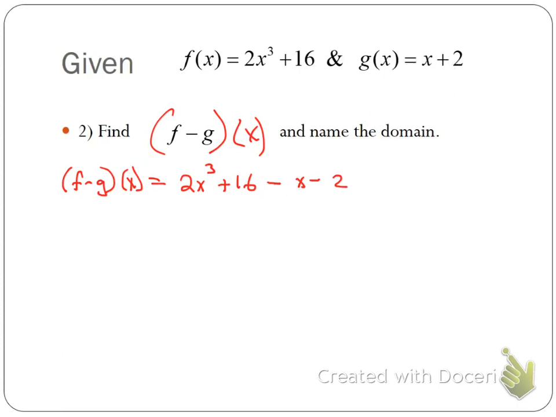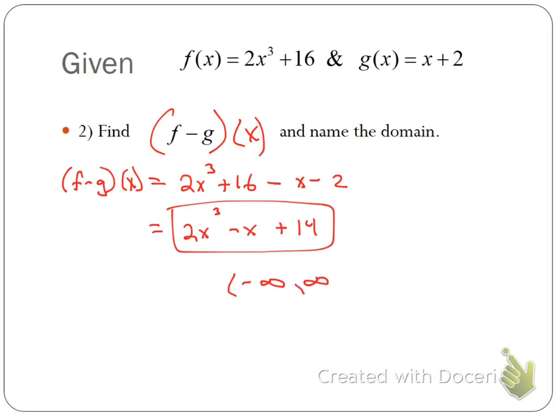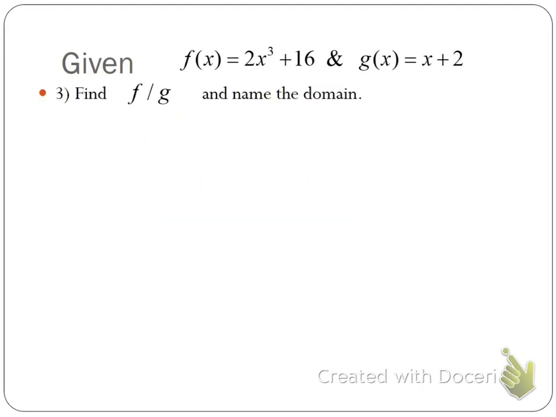I distribute it all the way through g of x. Everybody good with that? And then we simplify, combine like terms, so it's going to become 2x cubed minus x plus 14. Are you looking to factor? No, I didn't say factor. I said find f minus g of x. And again, this is a polynomial. There are no points of discontinuity, so our domain would be from negative infinity to positive infinity. Easy, right?